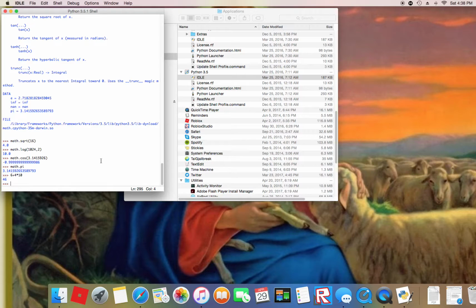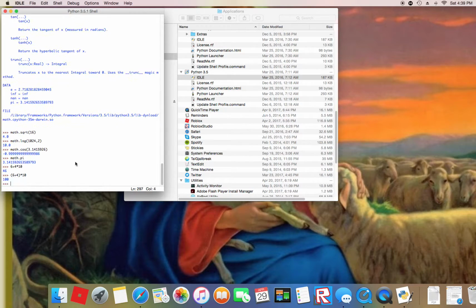Now, if I had typed in 6 plus 4 in parentheses and then multiplied it by 10, well, PEMDAS does parentheses first. So it's going to look inside the parentheses and do this operation first. In this case, it's 6 plus 4, so that's 10. And then after it does that operation, it'll do the multiplication. So 10 times 10 is 100. And so you see there's 100.